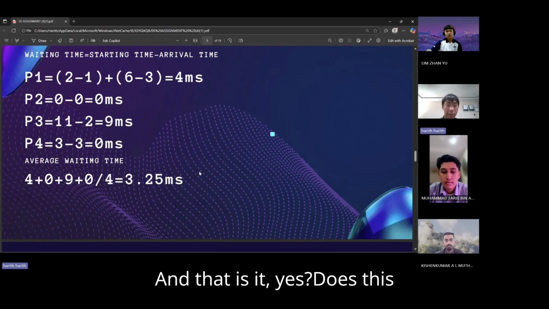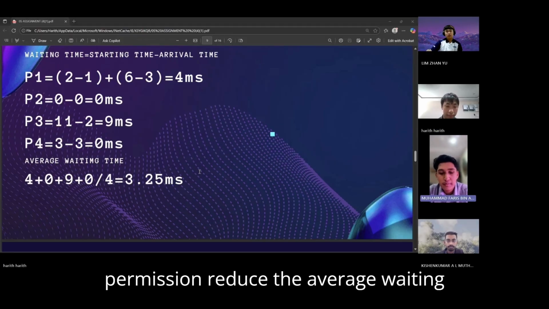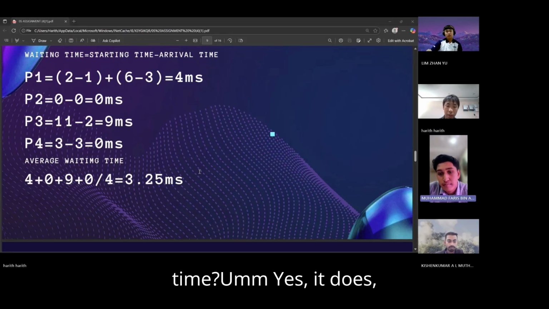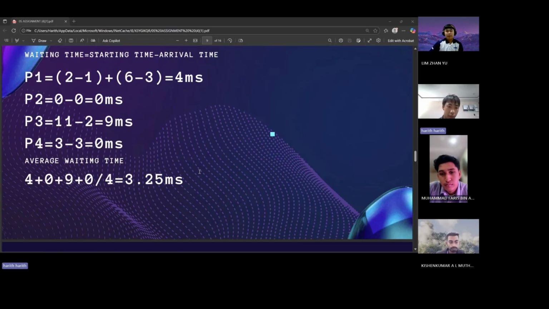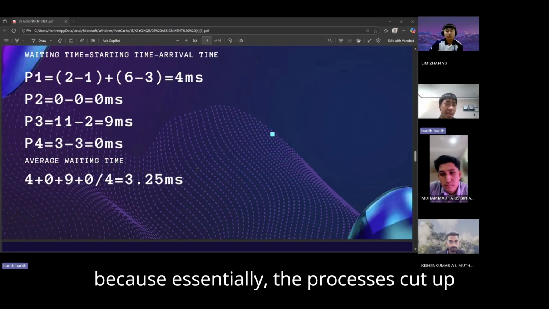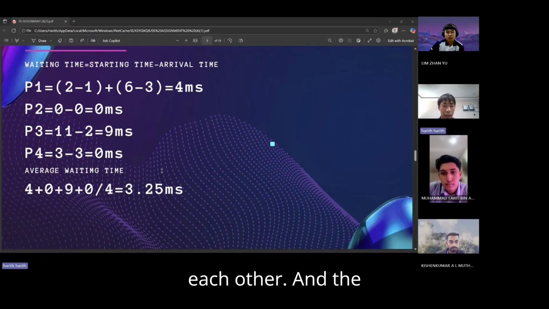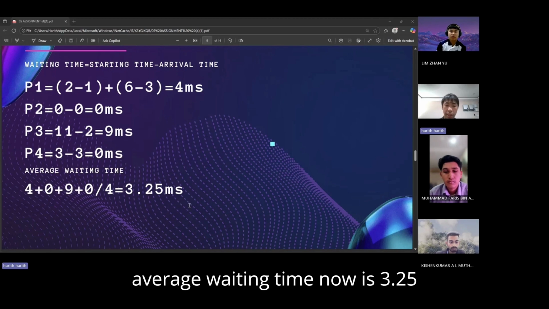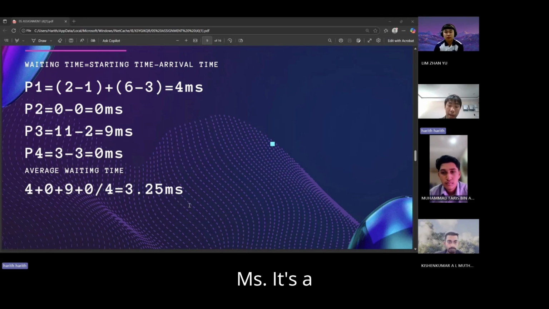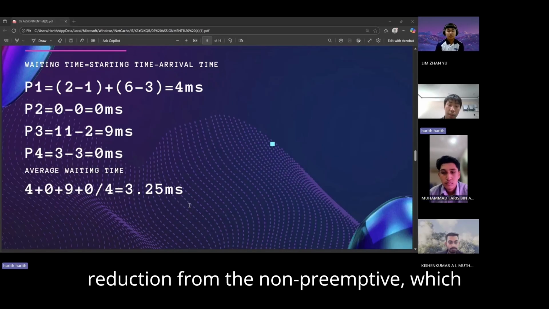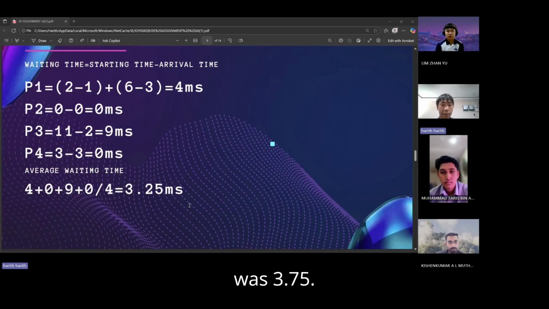Sir, and that is it. Yes? Does this preemption reduce the average waiting time? Yes, it does, because essentially the processes cut into each other, and the average waiting time now is 3.25 ms. It's a reduction from the non-preemptive, which was 3.75.